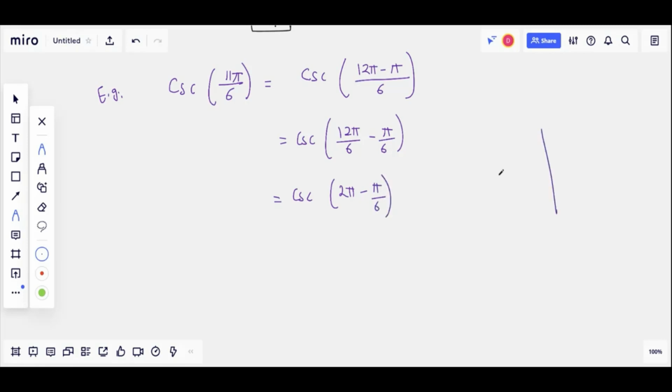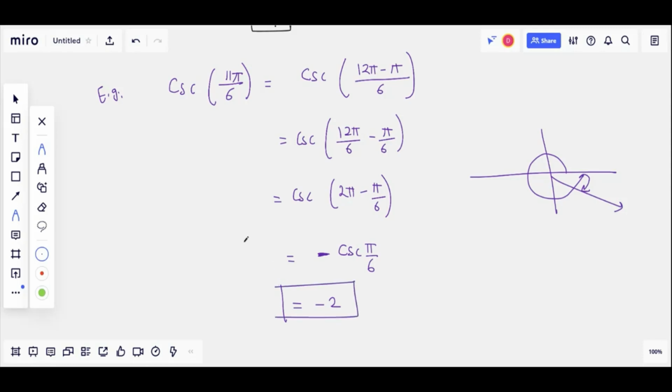So again, we draw a coordinate system. This is the 2 pi, and we come down again because it's 2 pi minus something. It's quadrant 4. In quadrant 4, cosec is negative. So I place a negative sign and I write negative cosec theta, and theta is pi over 6. And cosec pi over 6 is nothing but 2. So the answer is minus 2.